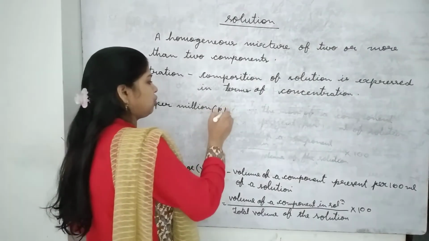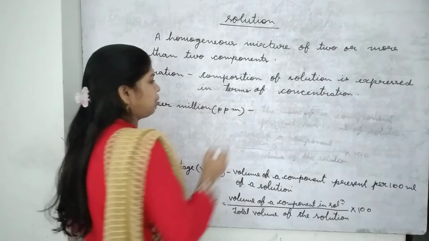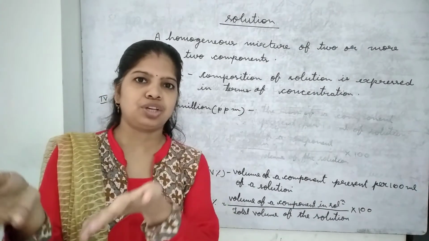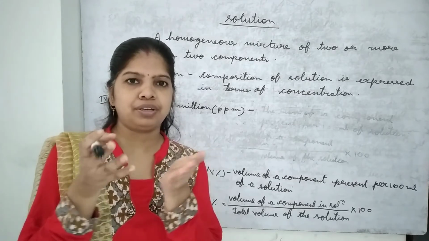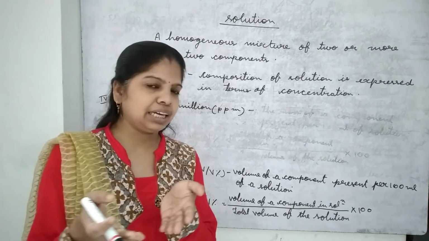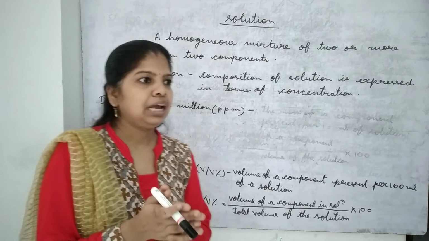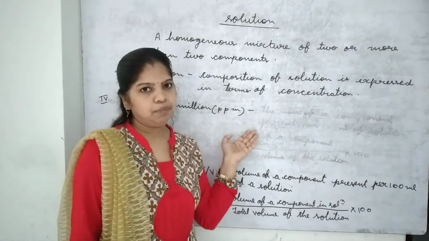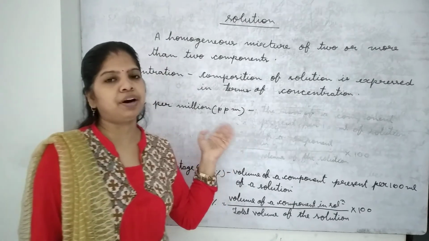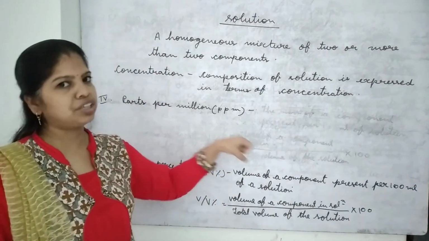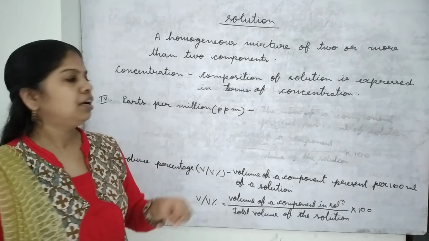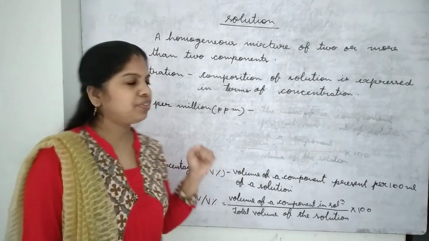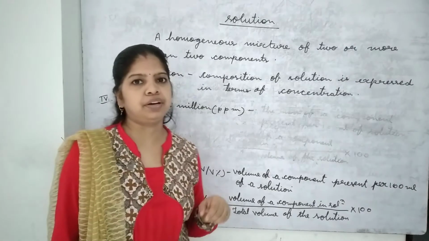The ppm of dust particles or poisonous gases in air was 0.001% or 0.01%. I think you all have seen that. Actually, that is parts per million. Per million, how much dust particle or how many poisonous particles are there in air, that is measured in parts per million.